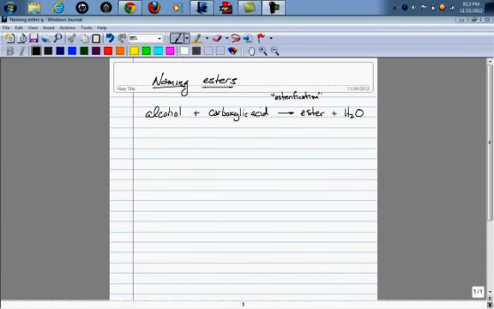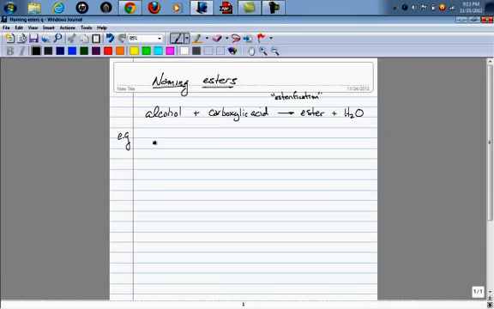Here's a quick tutorial on naming esters. To form an ester, you need an organic alcohol and a carboxylic acid. They crash into each other, those molecules, and form an ester and water. It's important to look at how this process occurs in order to more easily see how to name the ester. So we'll do an example.